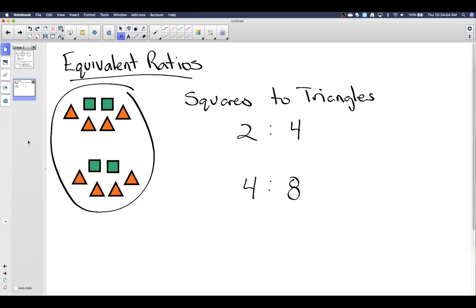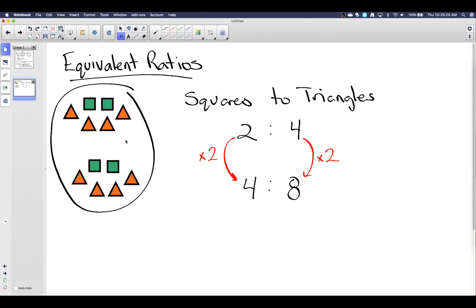Now, you probably don't want to redraw these things every single time, and so a faster way of doing that is I could say to go from 2 to 4, I multiplied by 2. And to find the other side, I have to multiply by the same value. So I can find an equivalent ratio simply by multiplying both parts of my ratio by the same value. Okay, so that would give me an equivalent ratio.